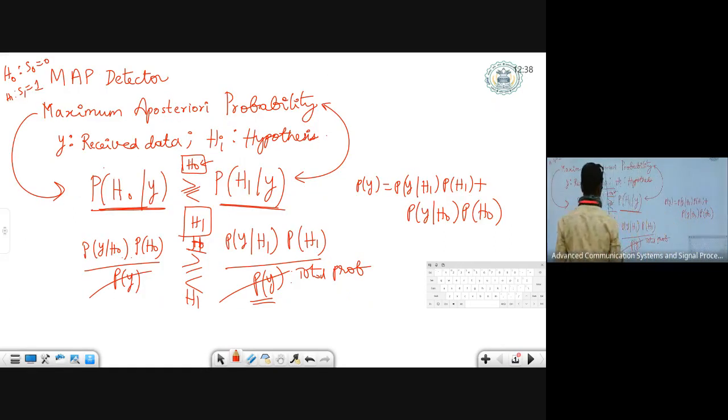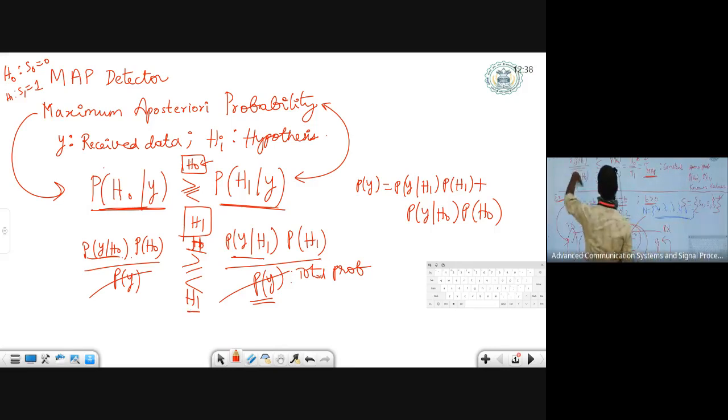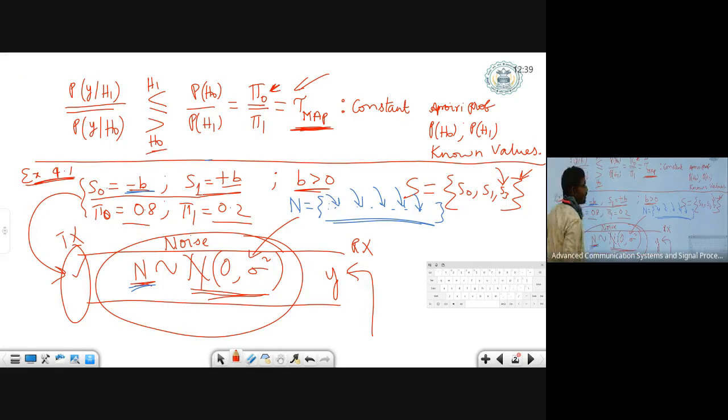So probability of y given h1 divided by probability of y given h naught. If I bring this term over here, when p of y given h1 divided by p of y given h naught, if this whole term is greater, then I should take the decision towards h1, right? If the left side term is greater, then I should keep h1 here. Am I right or wrong?